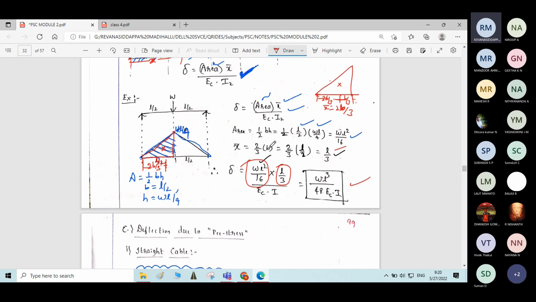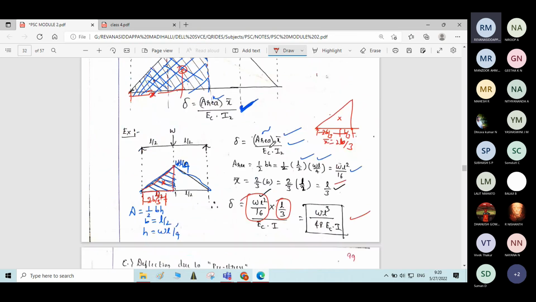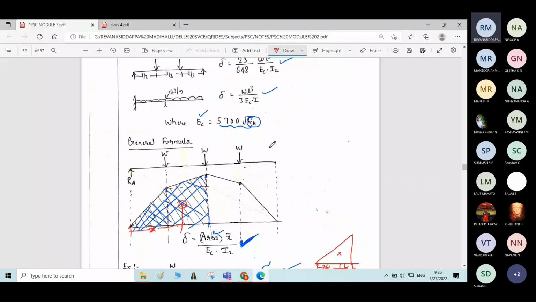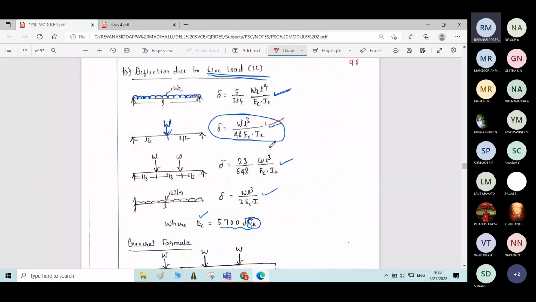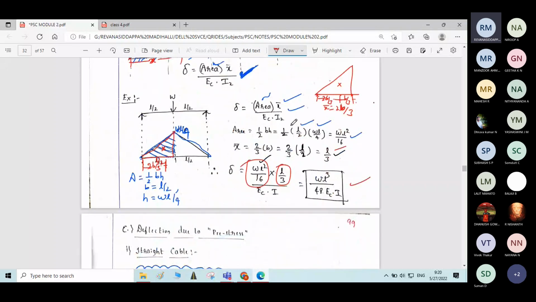I hope you understood, students. Still, if you have got any doubts, you can ask. This is how we find deflection due to live load. If you are able to remember the formula directly, no problem, you can directly find it, or else you can follow this method.